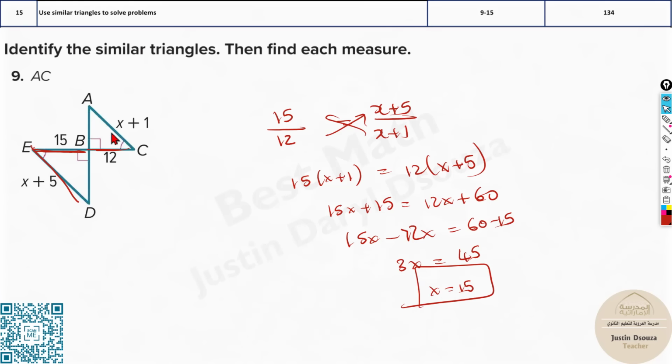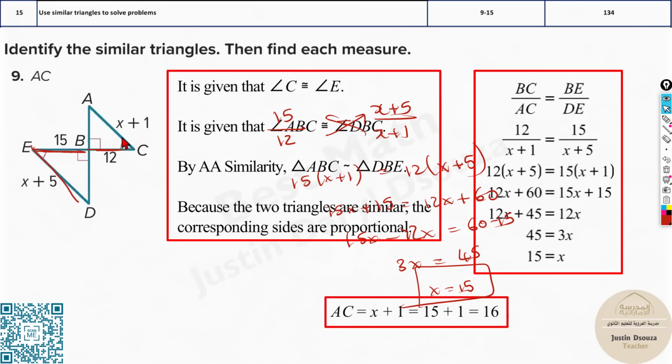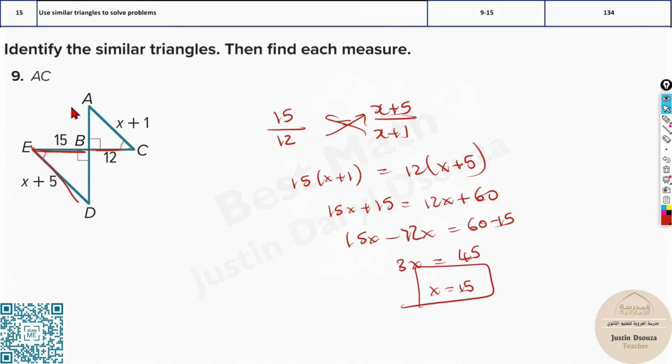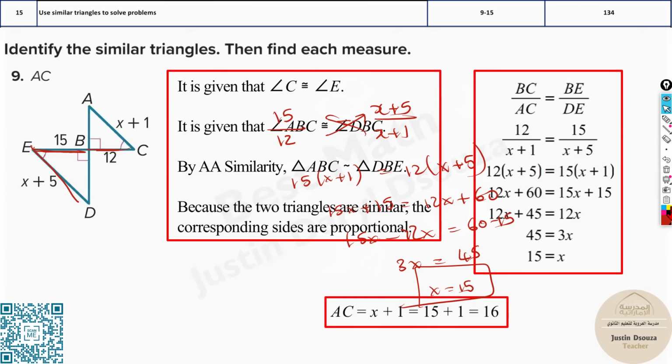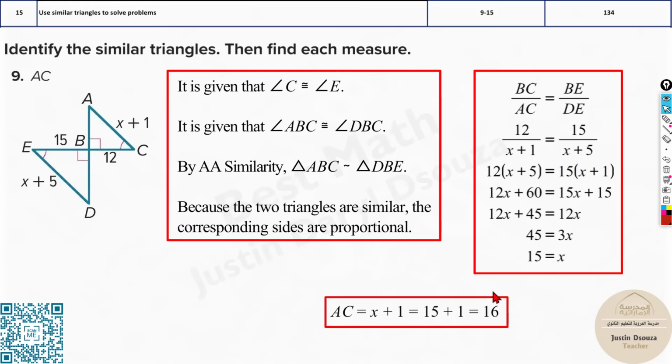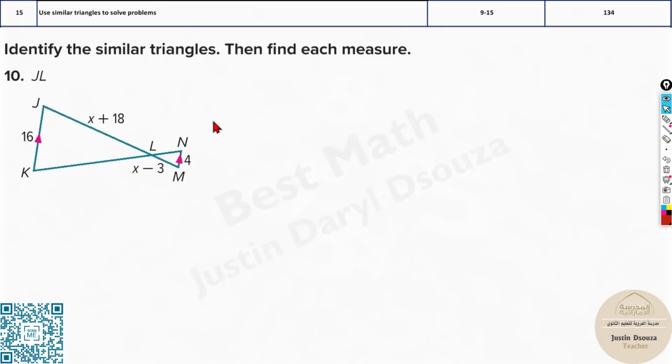Just by the triangle proportionality statements, we will find it out. And now I forgot to see the question. They have not told you to find the x value. They are told to find AC. It's x plus 1. 15 plus 1 is 16. So that is the correct answer, 16. Okay. Now what about JL? Now it's not x, it's JL. So you need to find whatever x is there plus 18.